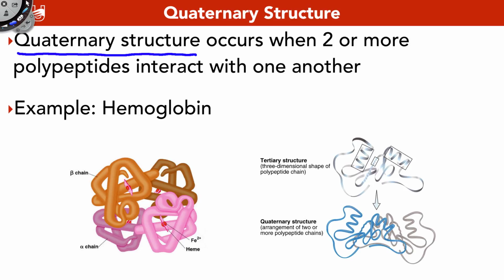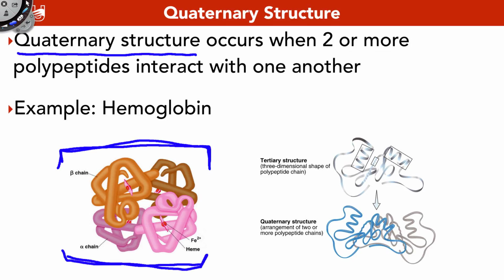Quintessential example of this is that of hemoglobin. This molecule you see right here, our red blood cells are chock full of millions of these, and these are responsible for moving oxygen from your lungs to your tissue. Now, do you see how we have four separate chains? We have two beta and two alphas.